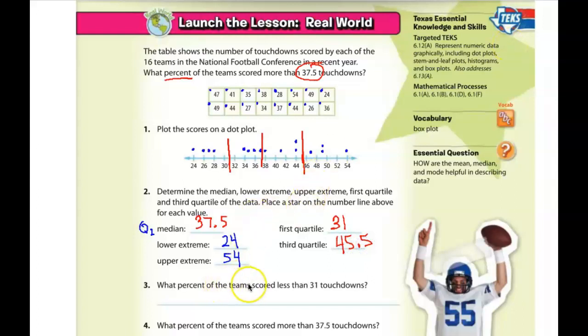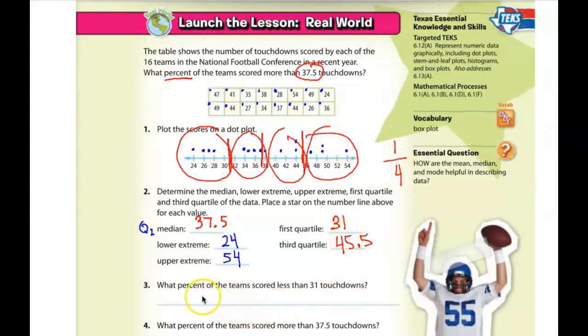Okay. What percent of the team scored less than 31 touchdowns? Well, if we come over here, 31 was actually our first quartile. So 1, 2, 3, 4. Quartiles means it was cut into 4 pieces. So one of those 4 pieces, what is the percent equivalent to 1/4? That is going to be what? 25. Very good. 25%.